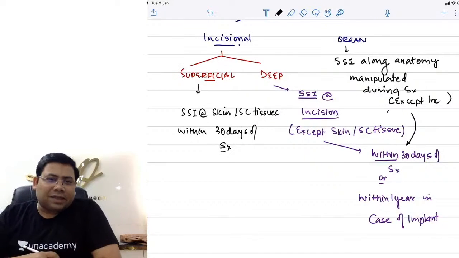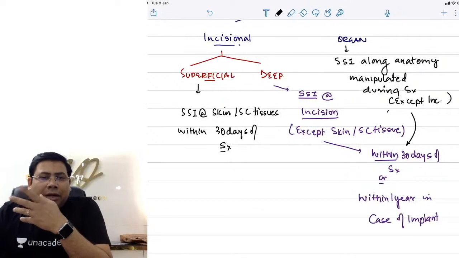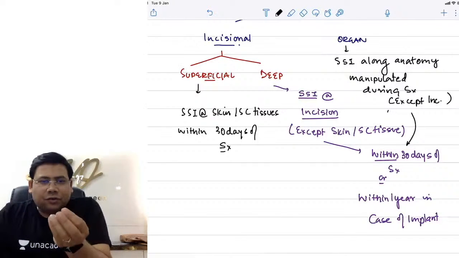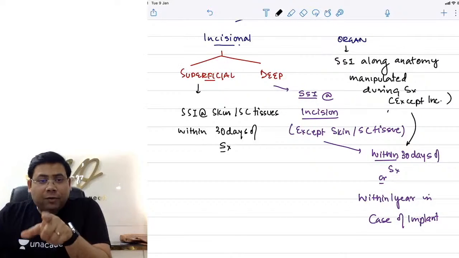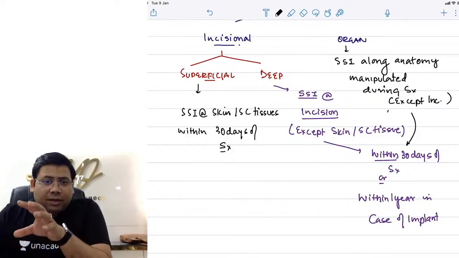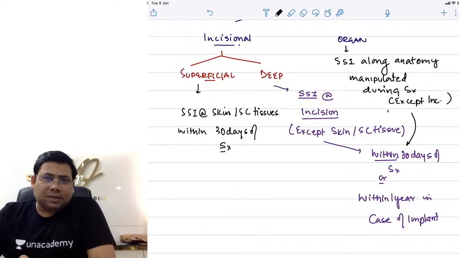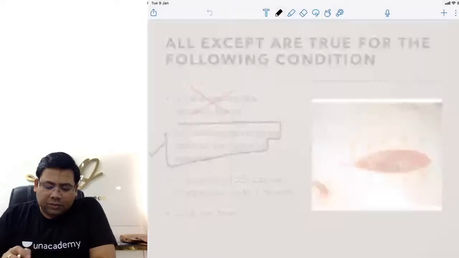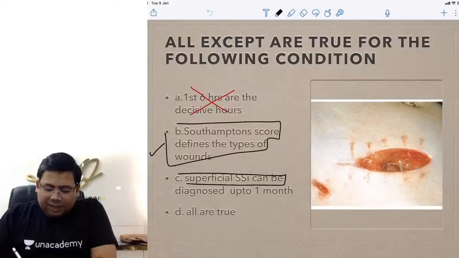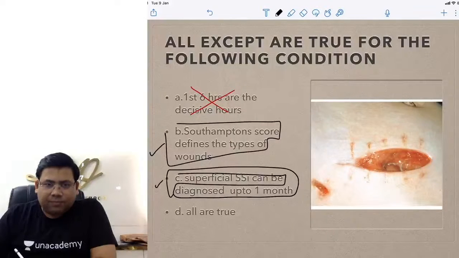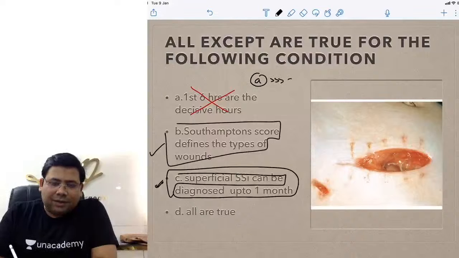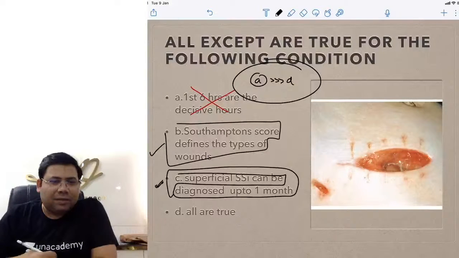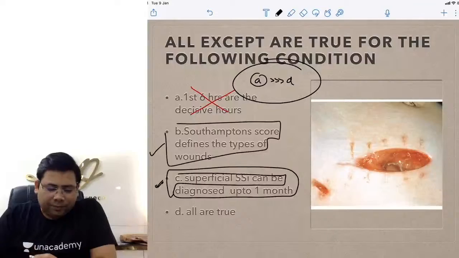Like if I did a cholecystectomy and on post-operative day 10, the patient presents with pain and tenderness over the right upper quadrant and the ultrasound shows collection under the right hemidiaphragm. Is this SSI? Yes. Why? Because during surgery the anatomy around the gallbladder and the liver was manipulated. So this confirms. Superficial SSI can be diagnosed up to 1 month. This is absolutely right. So the answer here is A, always better than D. Is that clear? Many of you must be thinking about D, but A is a better answer than D.